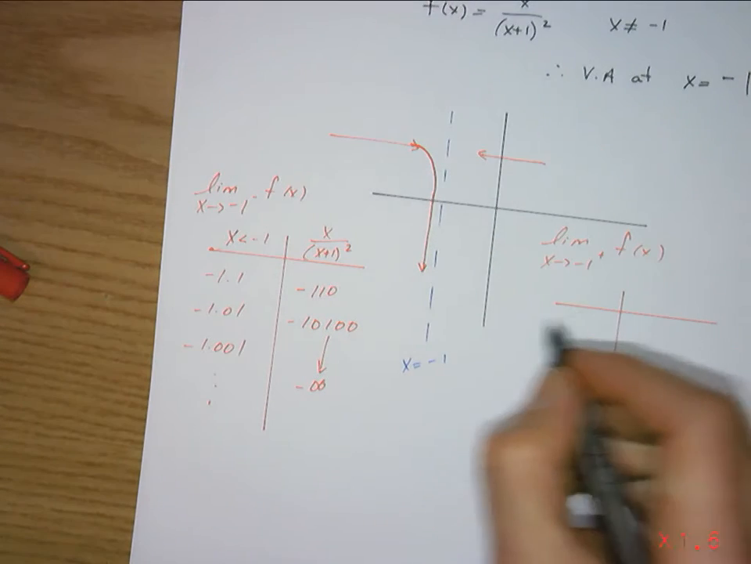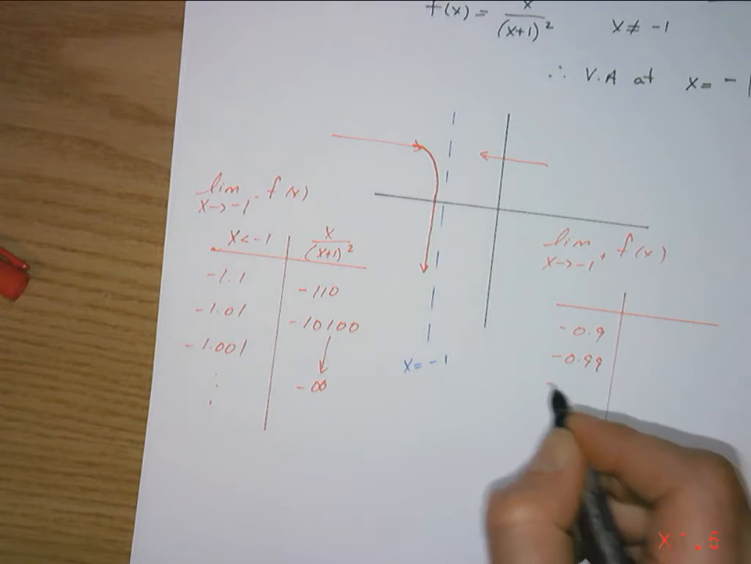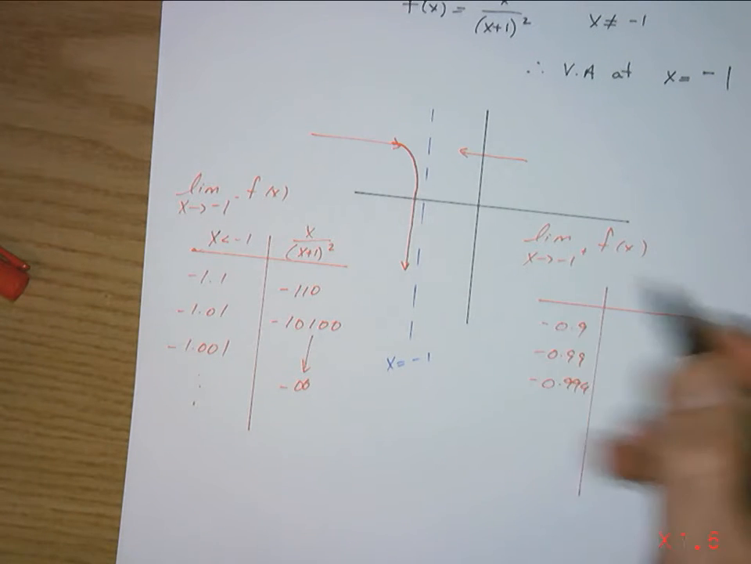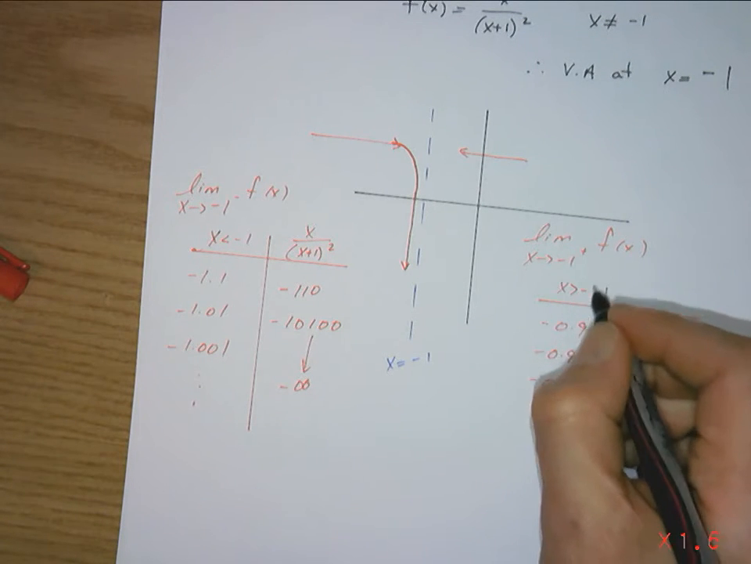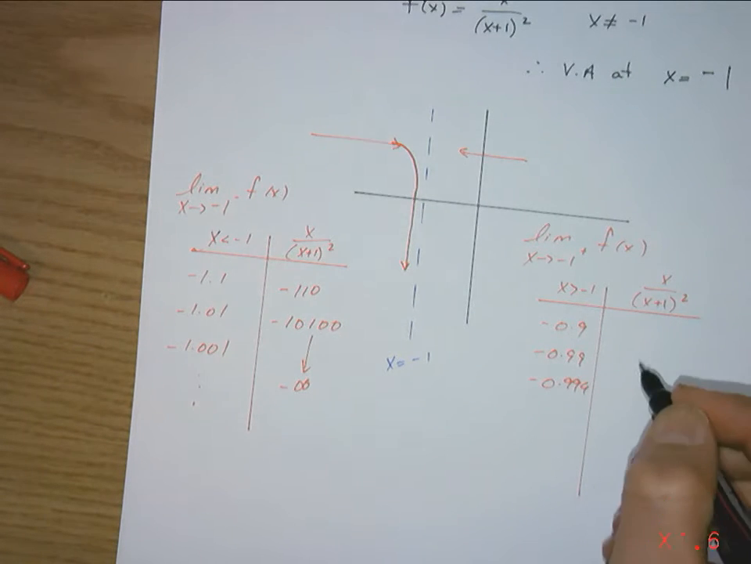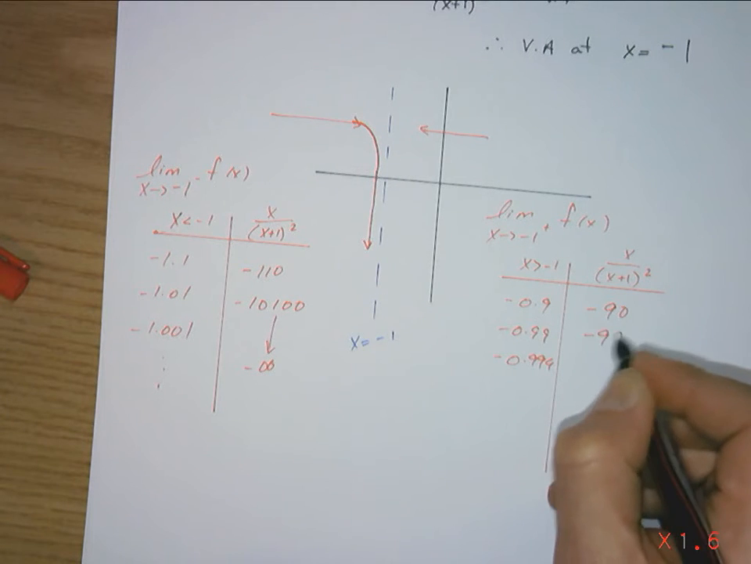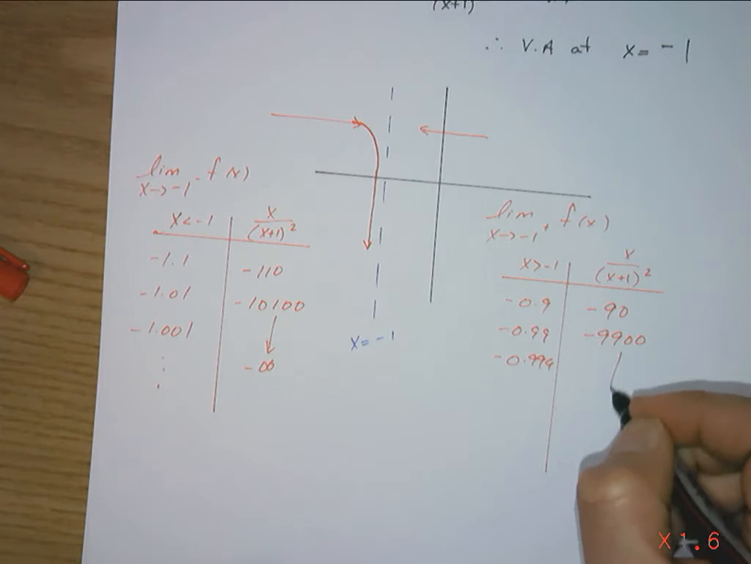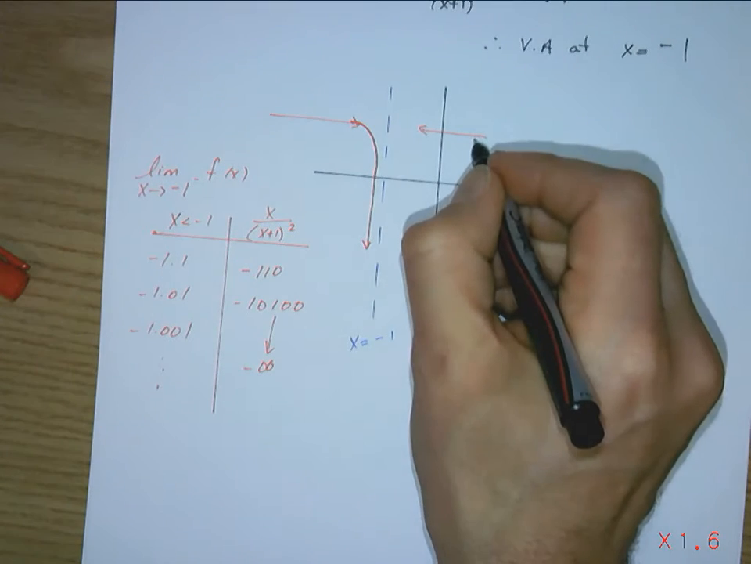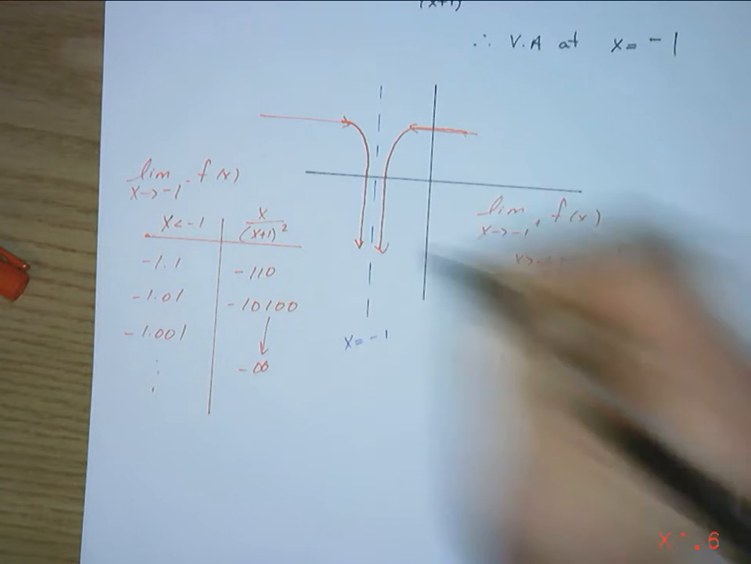What about the other side? -0.9, -0.99, -0.999. So I'm to the right of -1, but I'm getting closer and closer to it. So the x greater than -1, and it's x over x plus 1 squared. So when you do those numbers, you're going to come up with -90, -9900, and that's probably enough that we know that it's going to be going to -infinity, which means that as I approach it this way, I'm also going to take off down to -infinity.